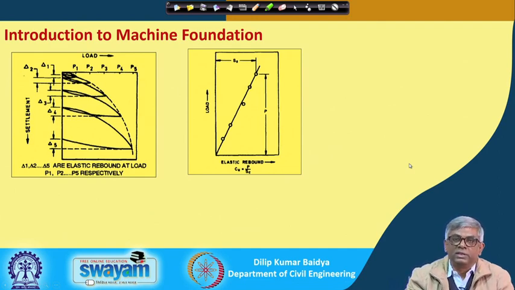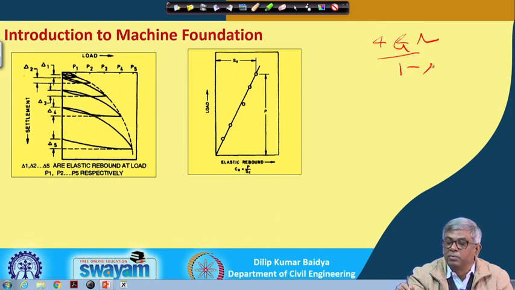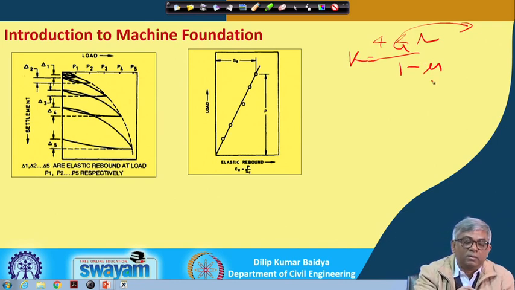Now, for finding out the stiffness there are theoretical methods, 4 G r by 1 minus mu. If you know G, the stiffness can be obtained as 4 G r by 1 minus mu, as I have already told. But here, to find out Cu, a method is given.